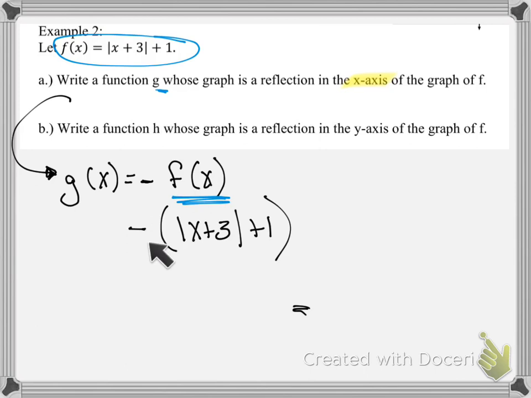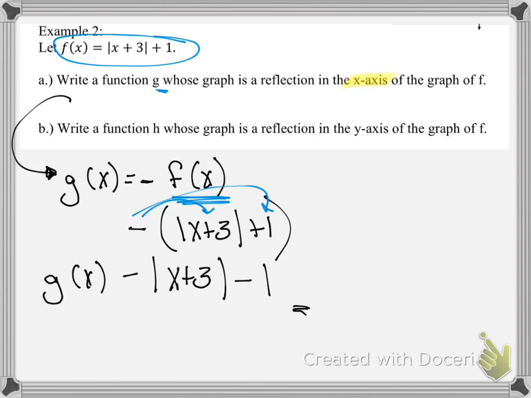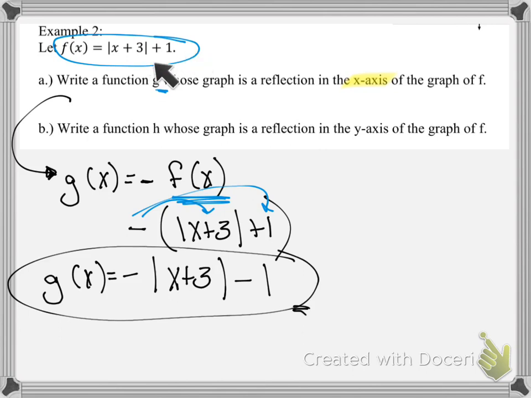So I'd have to take this negative and distribute it among these two things, this thing and that thing. So this negative is going to go to this thing and that thing. So I'll have a negative, the absolute value of x plus 3, and a negative now 1, minus 1. So there's my new function, my g of x. Equals. I could check with Desmos and see, but this and this are just reflections over the x-axis of each other.